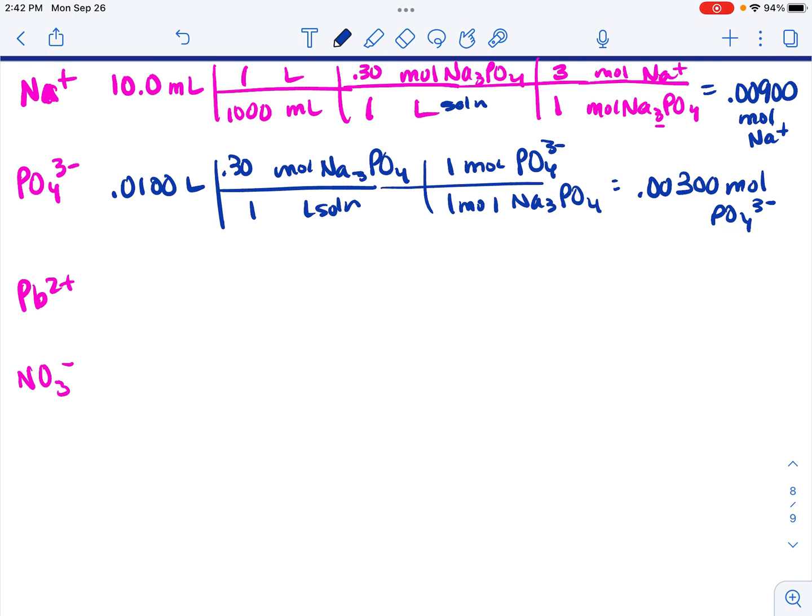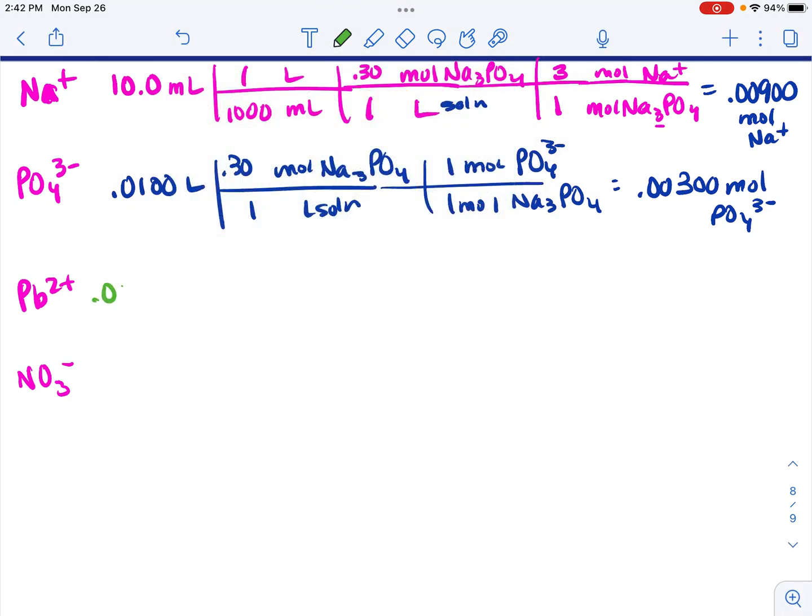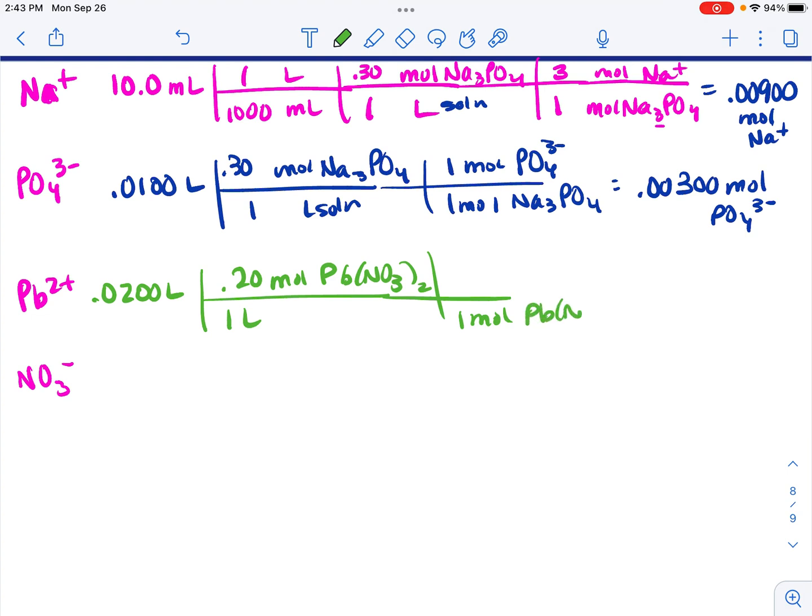Okay, so I'm going to do this for you and walk you through it. For the lead 2, this is going to be 0.0200 liters. In 1 liter of solution, there was 0.2 moles of lead 2 nitrate. And in 1 mole of lead 2 nitrate, there are 2 moles of lead 2 ions. And that gives me 0.00400 moles of lead 2 ions.